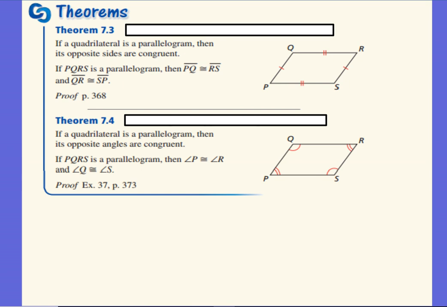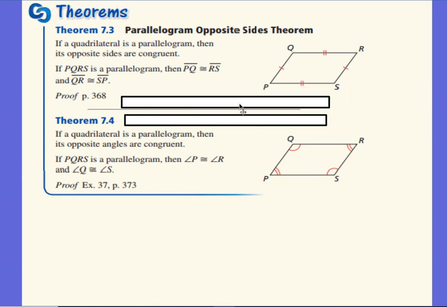First up, let's talk here about the sides. We know that the opposite sides are parallel, but because it is a parallelogram, we also know that the opposite sides are congruent to each other, and we call that the parallelogram opposite sides theorem. So far, we know 2 characteristics about the sides.